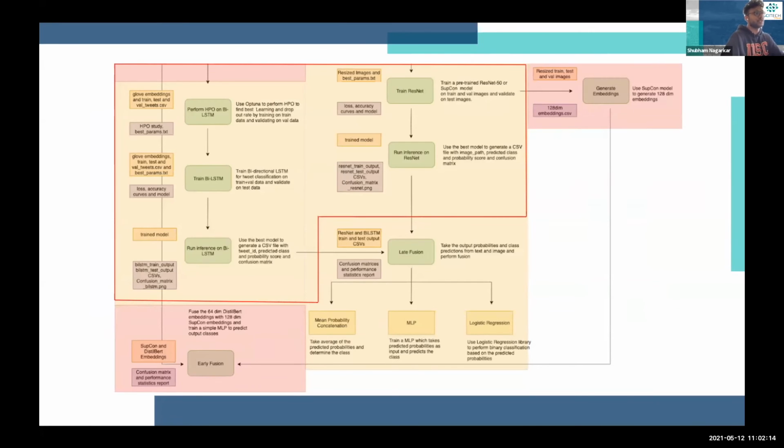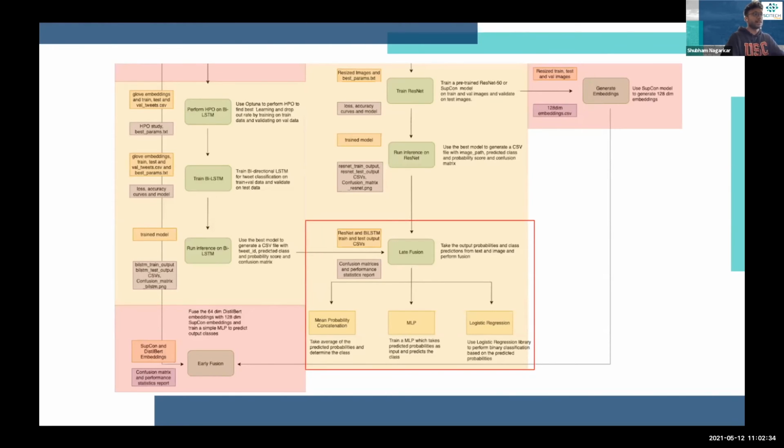So now the next job, which is the training model job, it uses this best set of parameters, and it gives us the best model. So now the next job is basically the run inference, which uses as an input the best trained model, and it basically outputs the probabilities and classes on the test data set. So these three jobs are similar to the image pipeline as well.